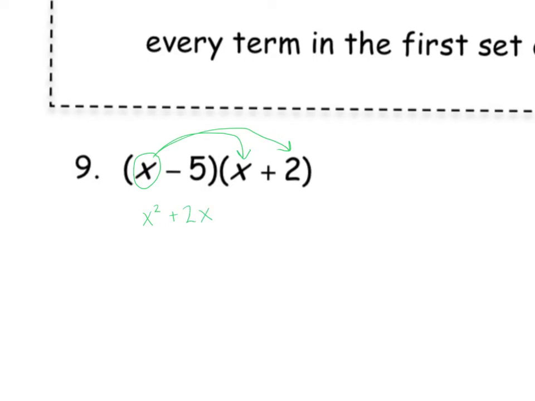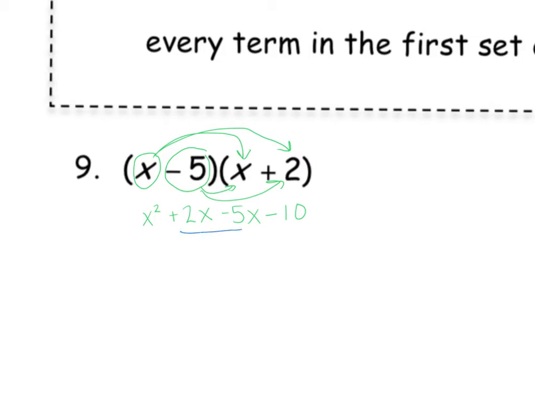I am also going to grab the other term, negative 5, and multiply it to everything on the other polynomial. So negative 5 times x gives me negative 5x. Negative 5 times 2 gives me negative 10. And now I'm going to see I have x squared plus 2x minus 5x minus 10.